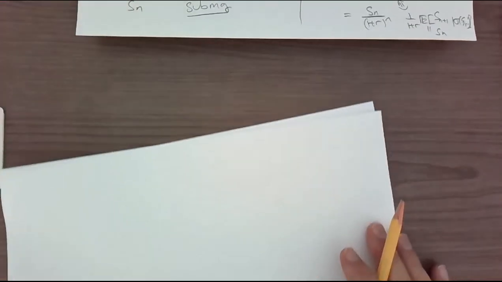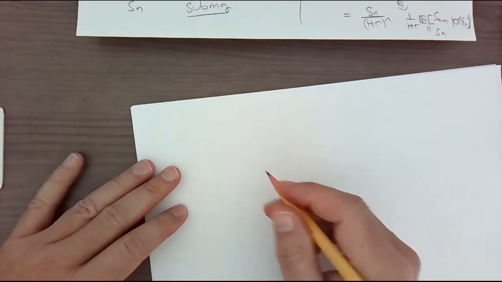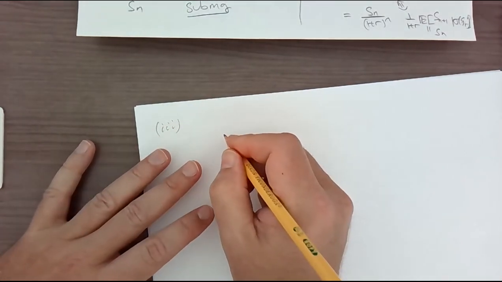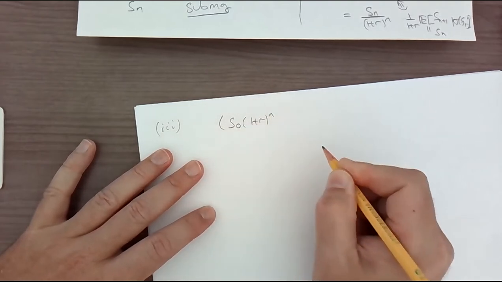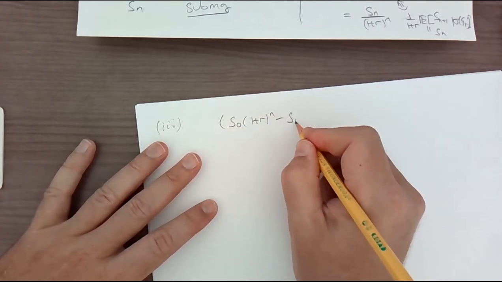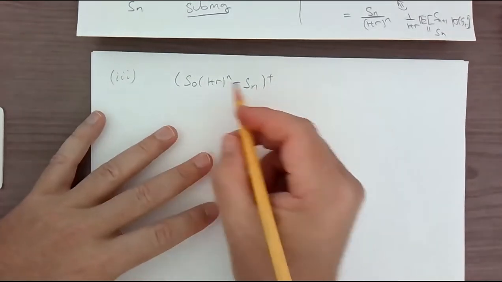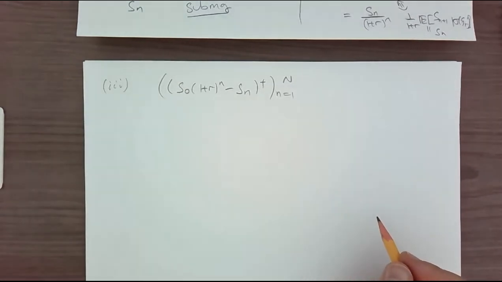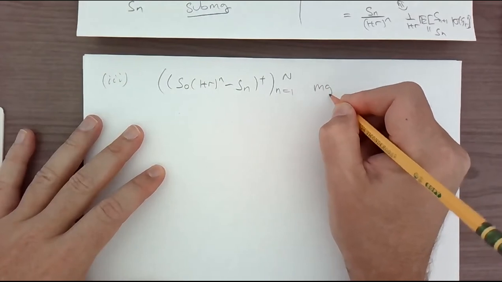The third part is now you're given a different process. You're given this, what is it? S0 times 1 plus R to the nth minus Sn plus. This is a stochastic process indexed by n. And we want to know, is this a martingale, sub, or super? So we want to know about martingale properties.